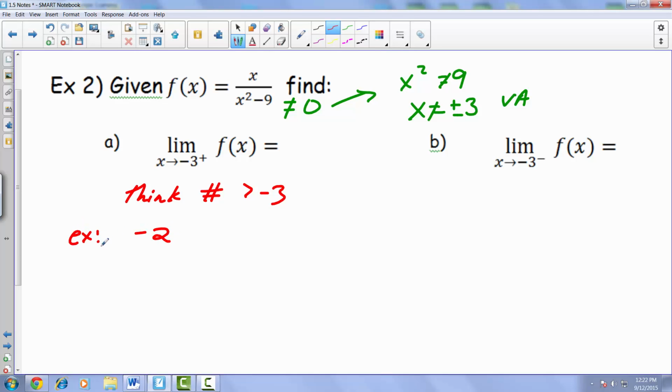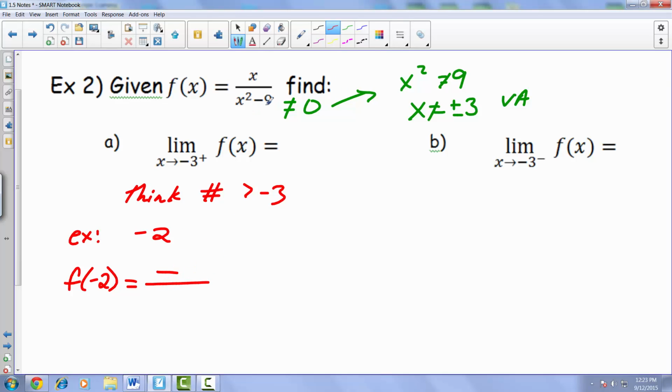And a little trick here is, if you were to throw in -2, just to see what's going on with this vertical asymptote, if it's going towards positive infinity or negative infinity, without necessarily graphing, if we go ahead and throw this value -2, which again is to the right side of -3, into our function, then we end up with -2 on top. Well, that's just a negative. And we really only care about the signs at this point.